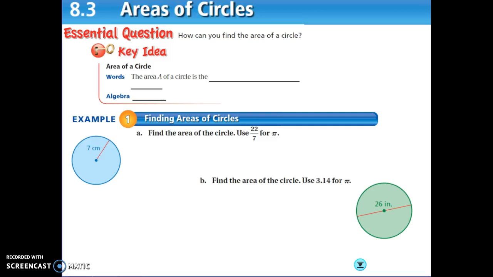Hello and welcome. Today we're going to be covering section 8.3, which is on how to find the area of a circle. Previously, we've discussed how to find the circumference or the perimeter around a circle, but now we're going to discuss the area of a circle.